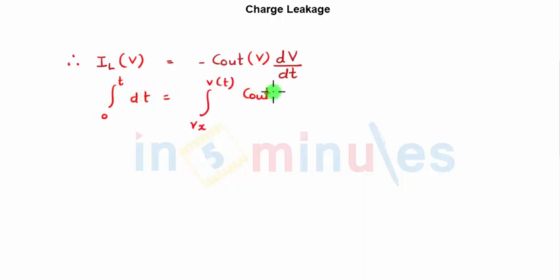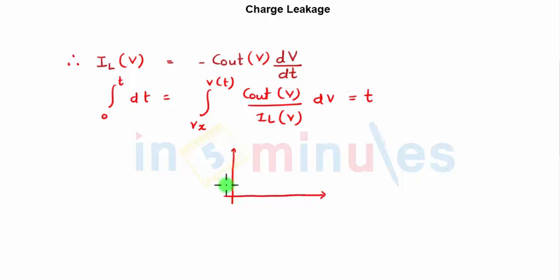C_out, which is a function of voltage, upon I_L, which is a function of voltage, into dV, is equal to T. If you simulate this in real time, what you will get is that your voltage does not decrease linearly, but your voltage would decrease somewhat in this fashion, where your initial voltage was V1, say this was your voltage Vx, and this was your hold time TH. So it's not a linear decay.